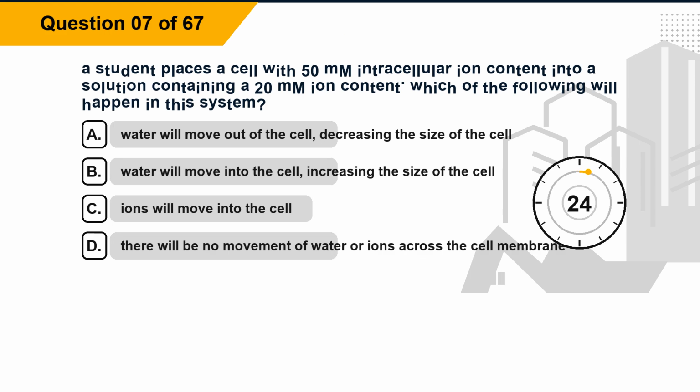Question 7. A student places a cell with 50 mM intracellular ion content into a solution containing a 20 mM ion content. Which of the following will happen in this system? Option A, water will move out of the cell, decreasing the size of the cell. Option B, water will move into the cell, increasing the size of the cell. Option C, ions will move into the cell. Option D, there will be no movement of water or ions across the cell membrane.